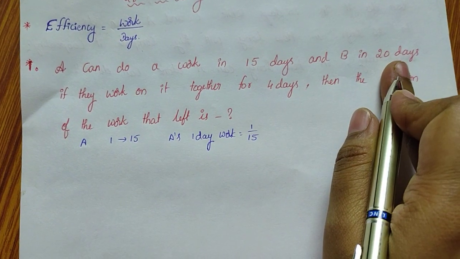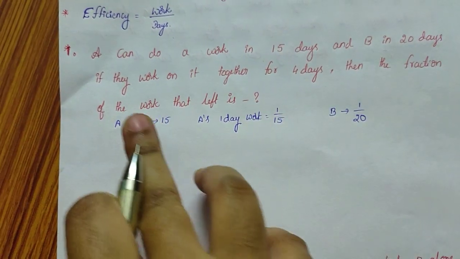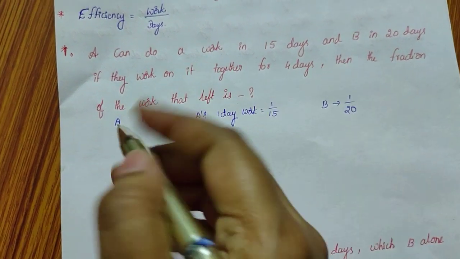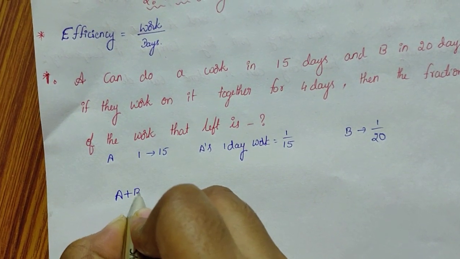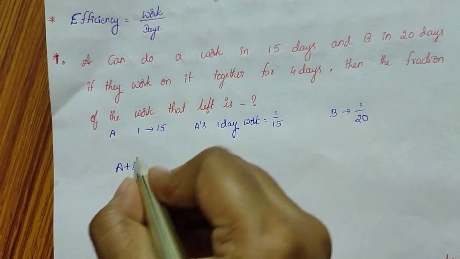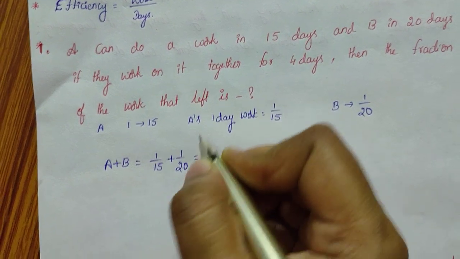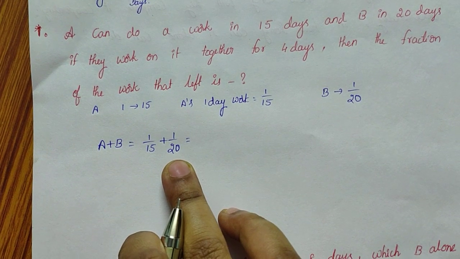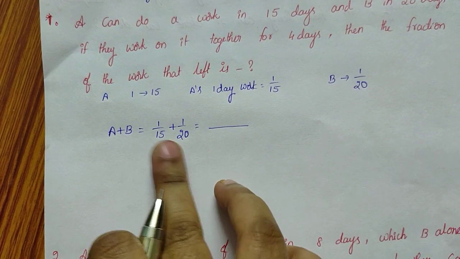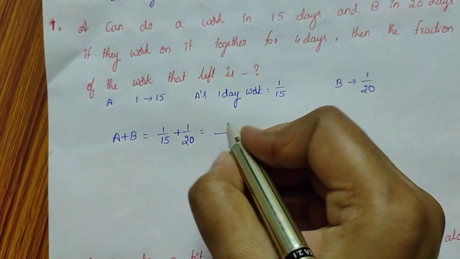Then B can complete a work in 20 days. Then B's 1 day work is 1 by 20. Here they worked together for 4 days. We first have to know A and B's combined 1 day work. So A plus B is equal to 1 by 15 plus 1 by 20. Here the largest one is 20. So here the LCM is 20, 40 is not divisible by 15, and then 60. 60 is divisible by both the numbers.